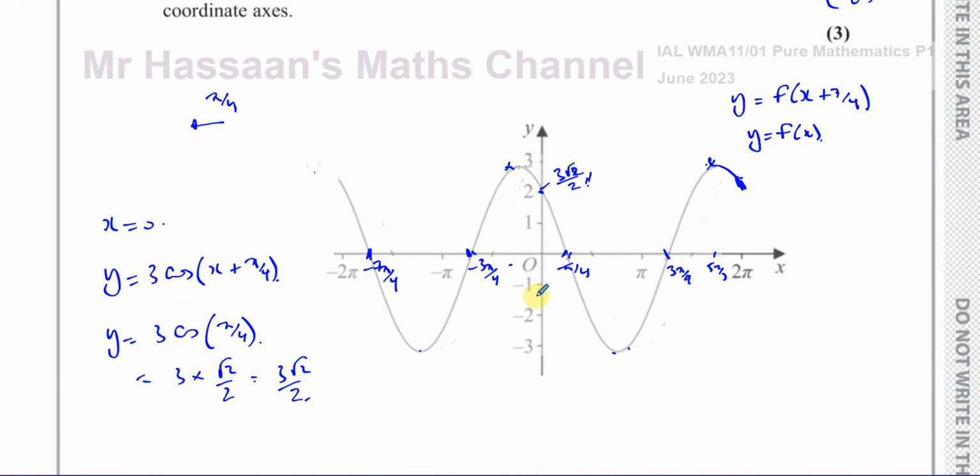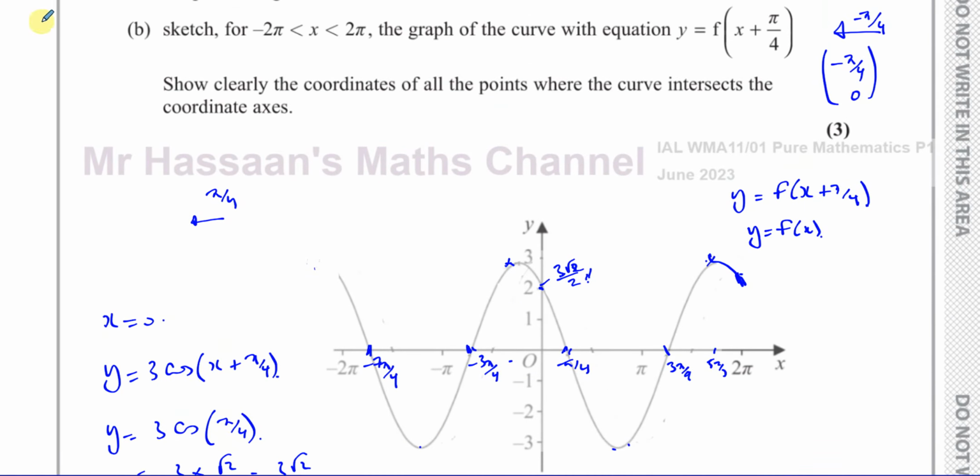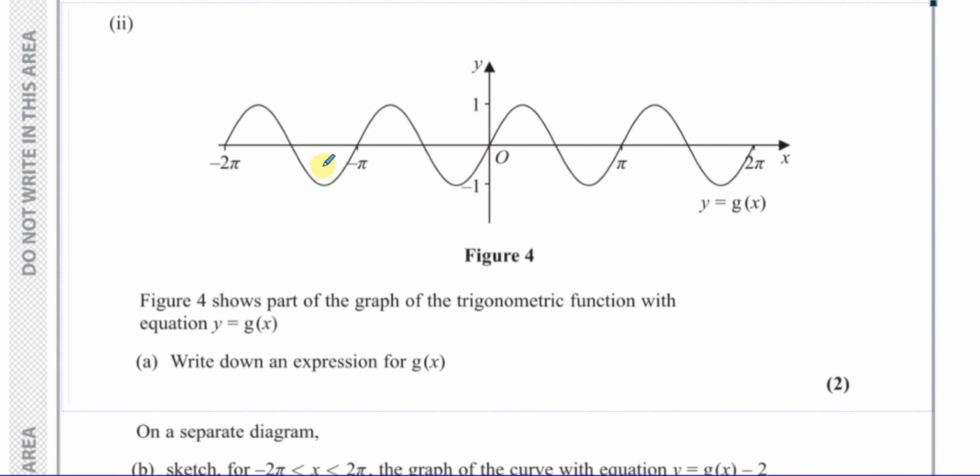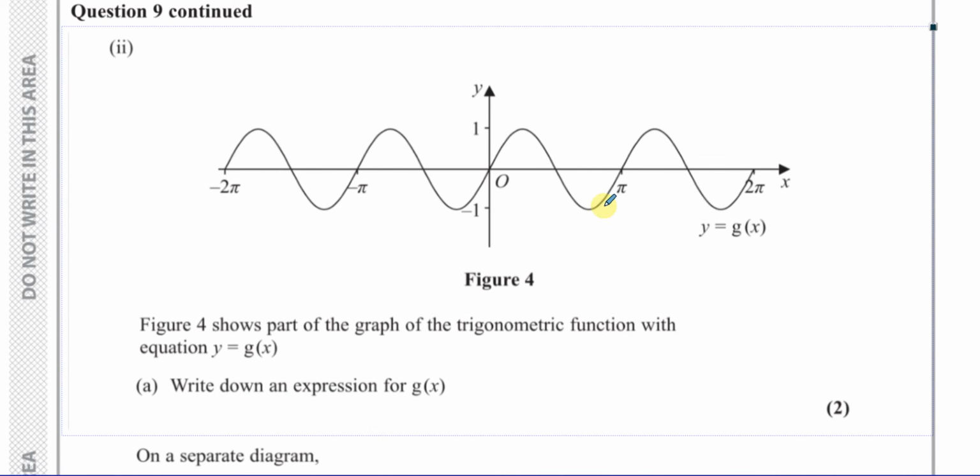I think this question is one of those questions that will take a bit of time, so you've got to be a bit careful with timing. I don't know why they gave such a long question, because there's another sketch you've got to do as well. It says here we have part of the graph of the trig function with the equation y equals g of x.